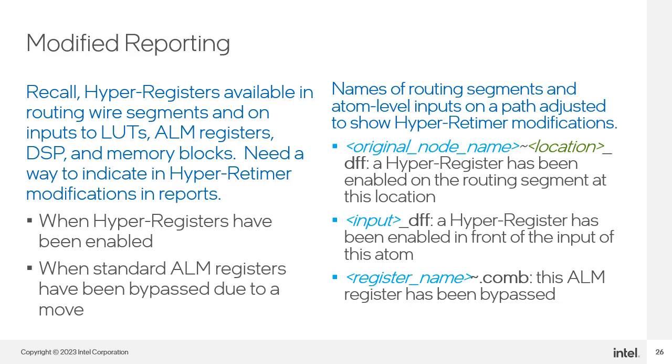If a hyperregister modification is performed, the names of the original routing segment or design node is modified to indicate register use or non-use. For example, if a routing segment hyperregister is enabled, then _DFF is appended to the routing segment name and displayed in the report. If a block input hyperregister is enabled, then _DFF is appended to the input node name for that block. And if an ALM register is bypassed, then ~.comb is appended to the original ALM register name.